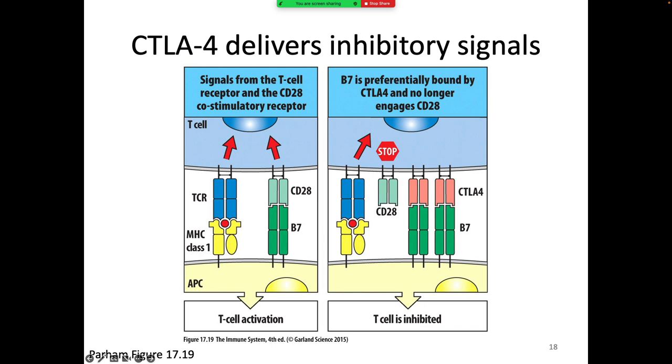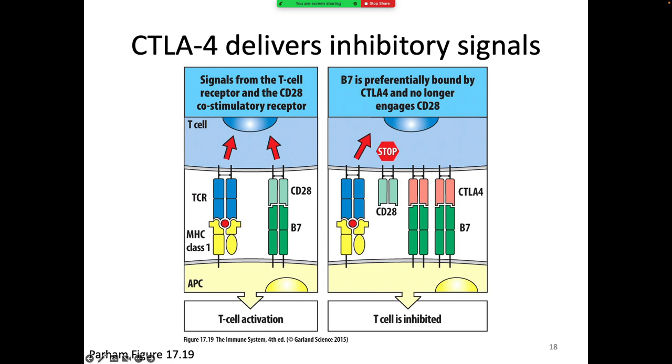So if we're in a situation like the situation that we see on the right, where the T cell is making both CD28 and CTLA-4, this B7 kind of has a choice, not that proteins have brains to think of things, but we'll say it has a choice. This protein has a choice of binding CTLA-4 or CD28. It's always going to bind CTLA-4 because it has that stronger connection. So in competition, CTLA-4 always wins.